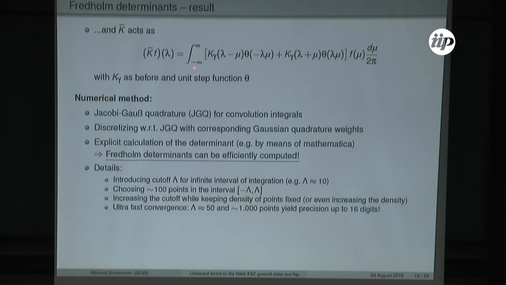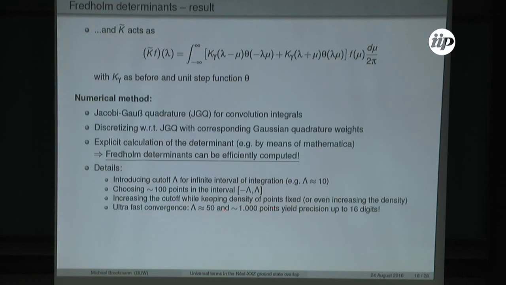Just the details of the numerical method I used: first you have to introduce a cutoff. You cannot integrate from minus infinity to plus infinity, so you introduce a cutoff lambda. Say lambda is 10, and then you choose 100 points, and then you compute the determinant of a 100 times 100 matrix. Then you increase the cutoff and the number of points, and you see that you get very fast convergence.